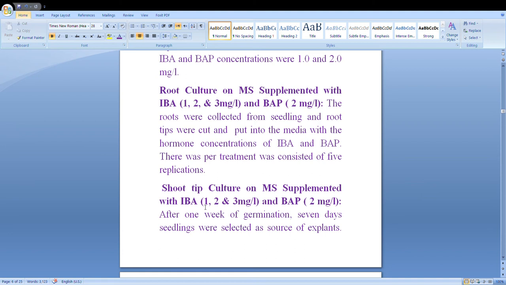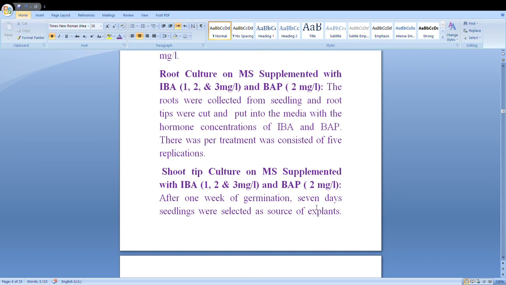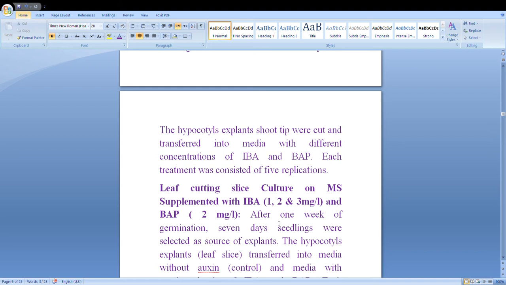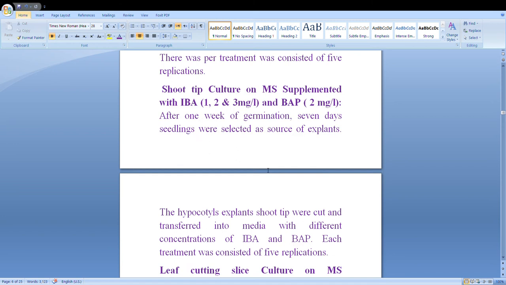Then shoot tips culture on MS supplemented with IBA. After 1 week of germination, 7 days, seedlings were selected as source of explant. The hypocotyl explant shoot tips were cut and transferred into media with different concentrations of IBA and BAP. Each treatment was considered as a replication.